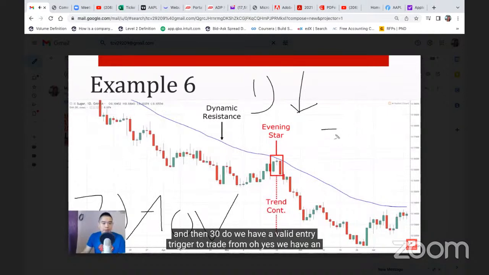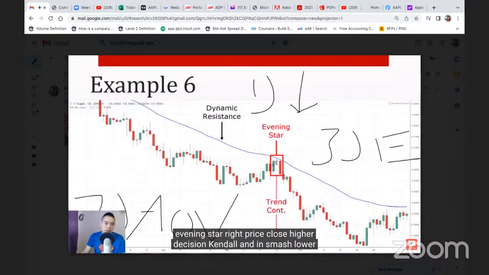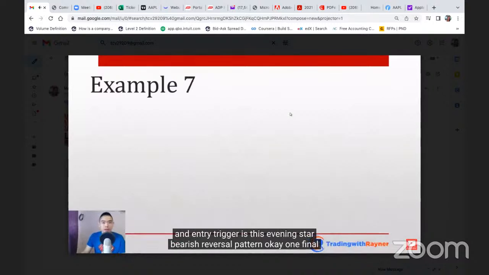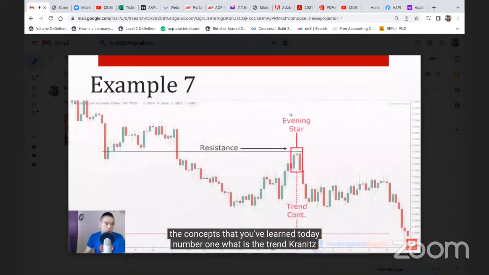And then third thing, do we have a valid entry trigger to trade from? Oh yes, we have an evening star, right? Price close higher, indecision candle, and then smash lower, reversing near the lows. So now we have the trend, downtrend, area of value 50 MA, and entry trigger is this evening star bearish reversal pattern. Okay. One final example to really hammer home the concepts that you've learned today.